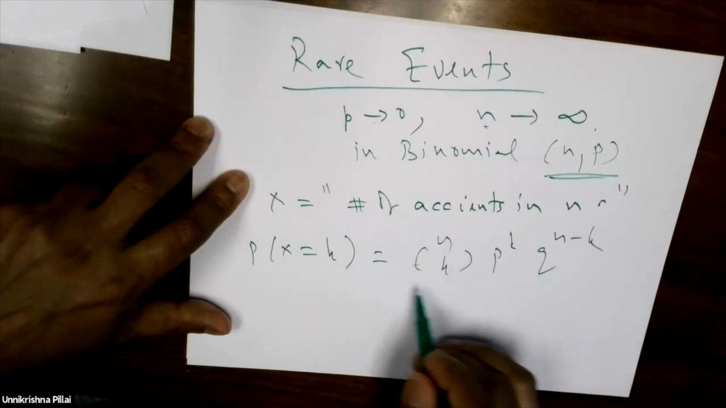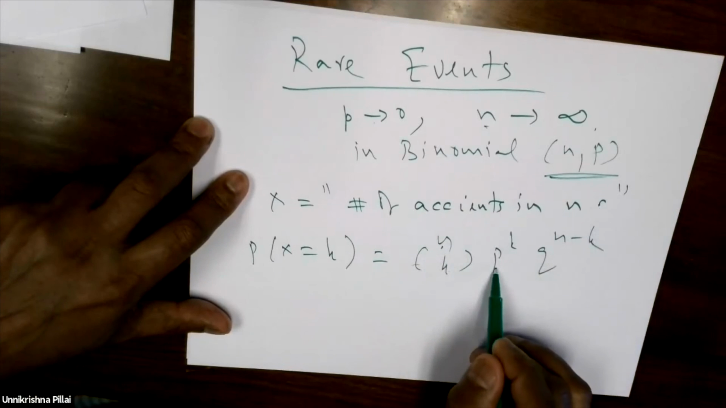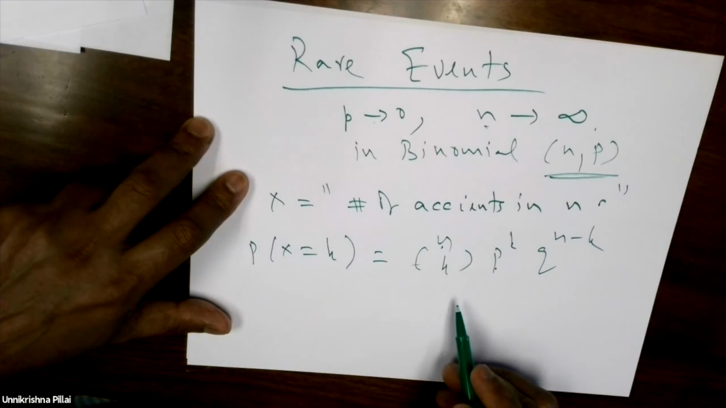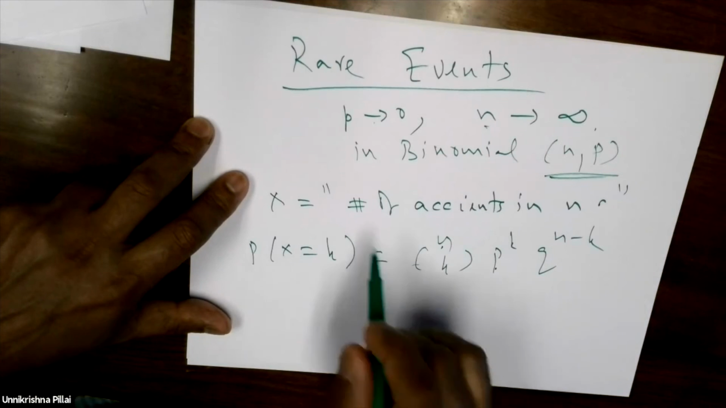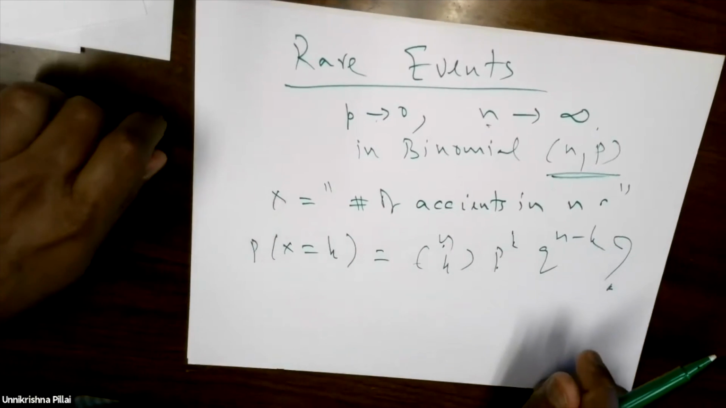But the problem is it's very difficult to compute this. Suppose n is a million and p is 1 over 10 to the power 5 or something. So for rare events, how do you compute this? That's what I'm going to talk about.